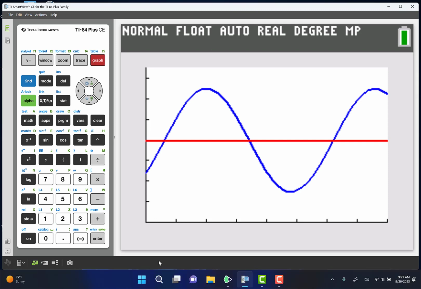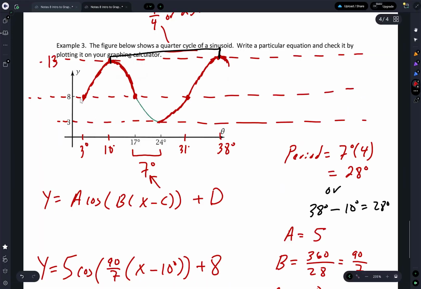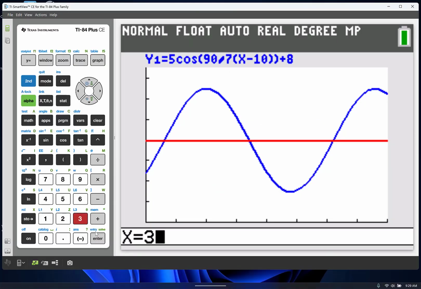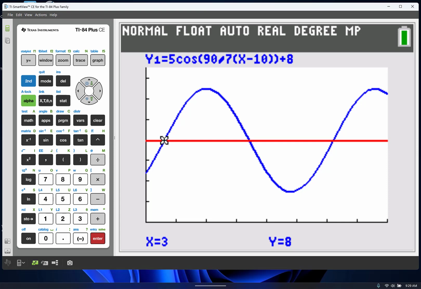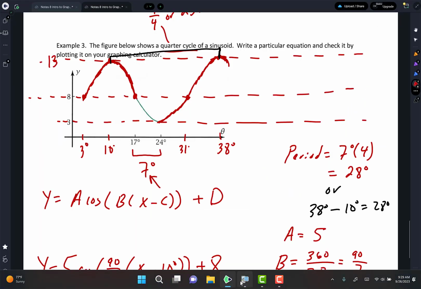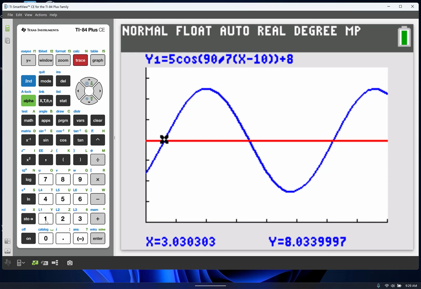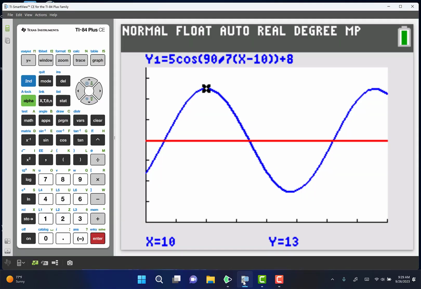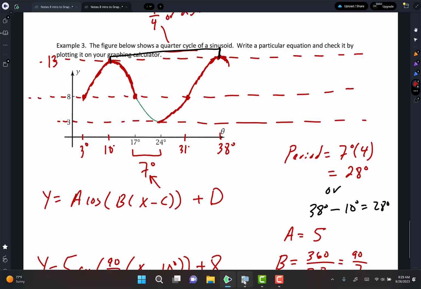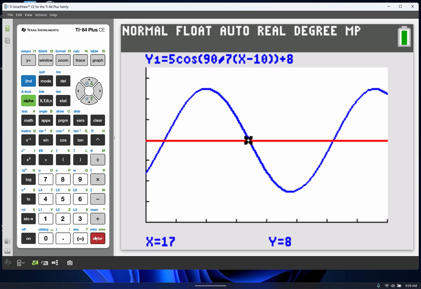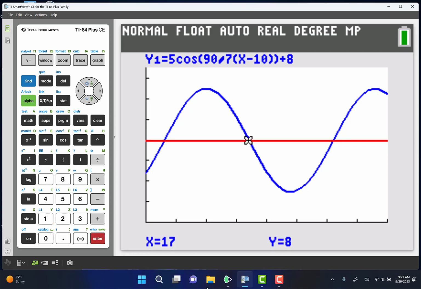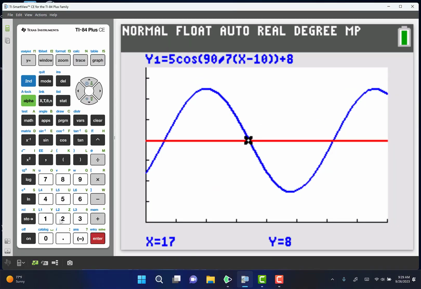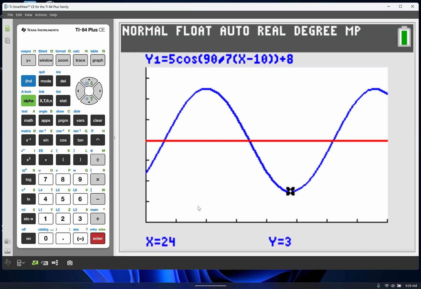All right, let's see if I did it right, guys. I know that at 3, I better be at the midline at 8. So I push the trace button, I push 3, I push enter, and yep, I'm at 8. I know that at 10, I have a max. So I push trace, I push 10, enter, and there it is, at a max, 13. I know that at 17, I better be at the mid. 17, enter. Yep, I'm at the midline, or sinusoidal axis, 8. And at 24, I better be at the low. 24. And there it is, 3.